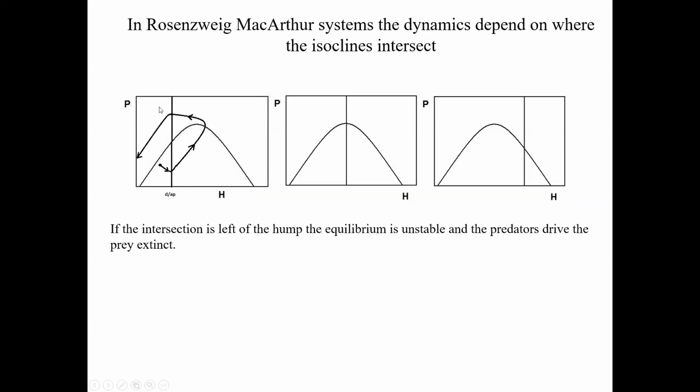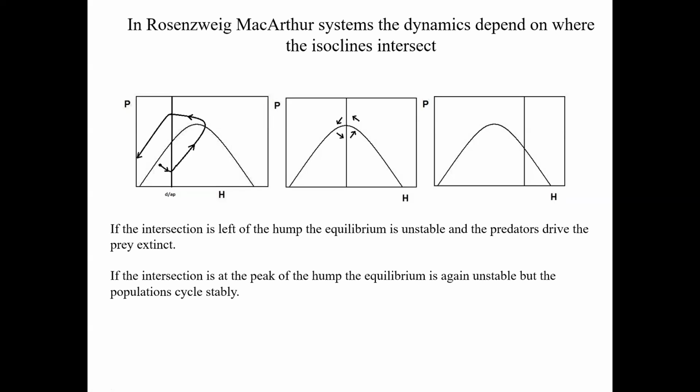The predator is on the wrong side of its isocline, so they're decreasing. The prey are above their isocline, so they're decreasing. And there's nothing to stop them. What's the result? The predators drive the prey extinct. We couldn't get that from Lotka Volterra. Once Macarthur and Rosenzweig realized this, they understood how big an improvement this was.